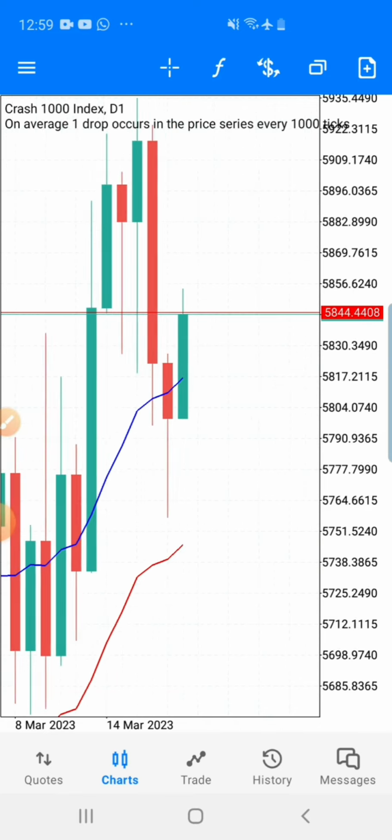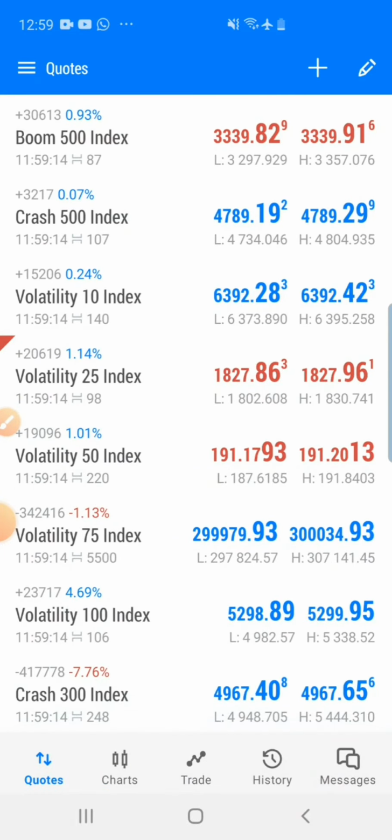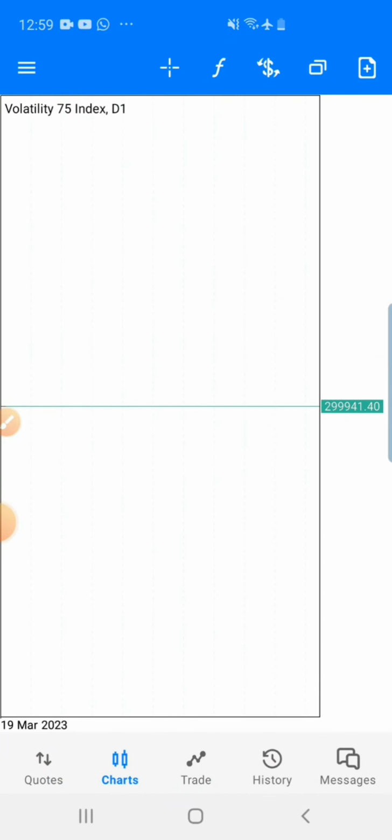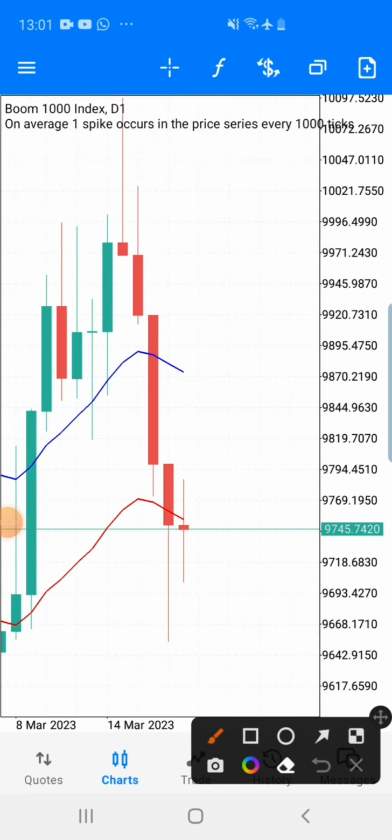Let me check another one. You must make sure that once you are confused about the setup, you just allow it to go and wait for the next setup. So let's see again this example right here. Just pay close attention to this wick.